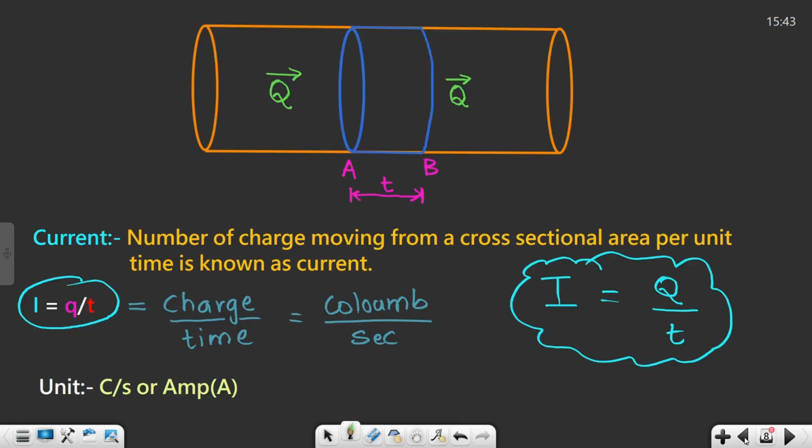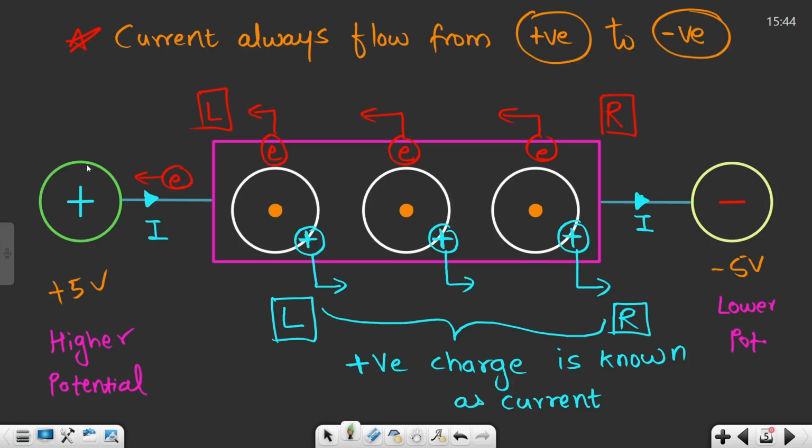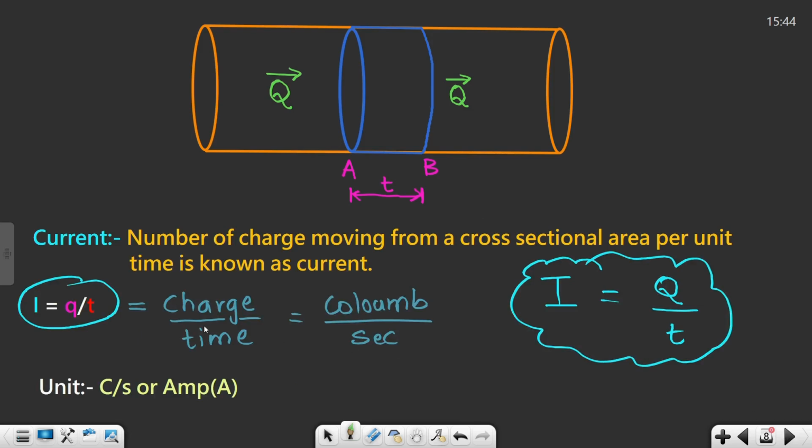And what is the direction of current? As I clearly mentioned, water always flows from higher potential to lower potential. So if I take voltage, current will always flow from the positive supply or positive voltage to the negative voltage, right? That is the conventional current. And yeah, this is the definition of current.